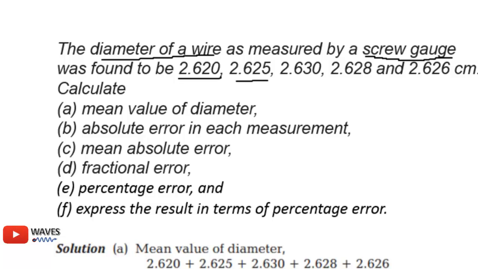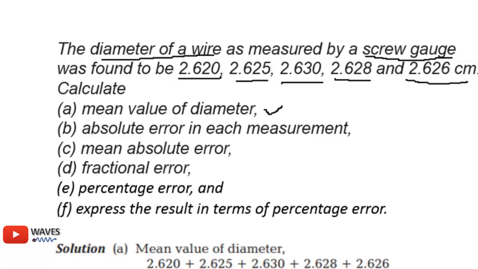Now you need to note here that whenever you are using any kind of instrument and you want to find out an accurate or near accurate result, it's important that you take a number of measurements and take the mean of those values, because every instrument has some kind of restrictions. So let's start off with the first calculation. Here we are going to find out the mean value of the diameter.